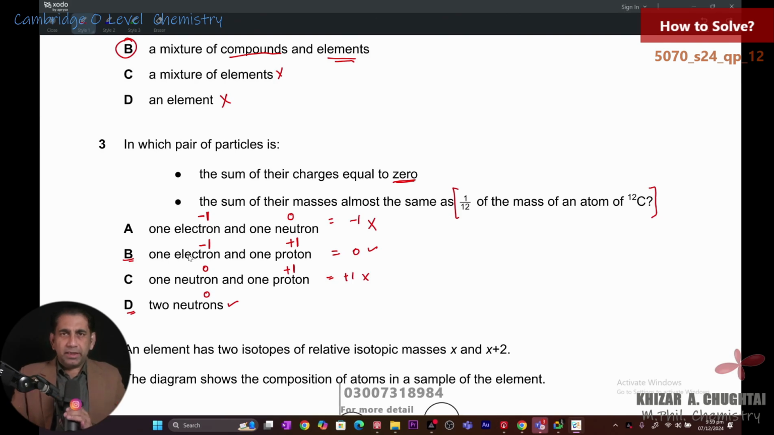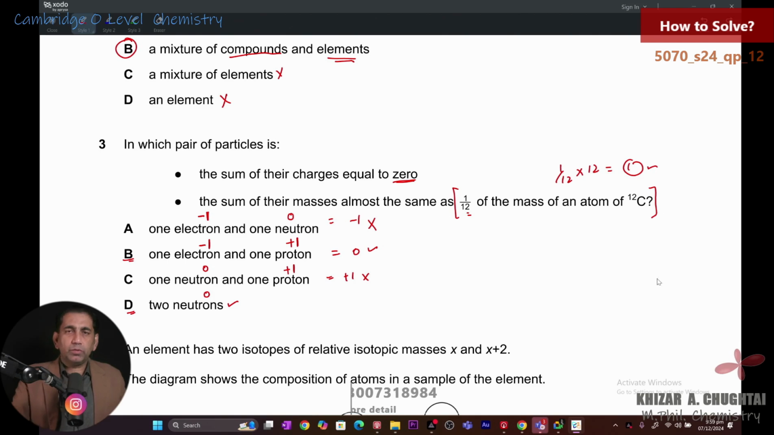Now the next thing is which one has the mass that is equal to 1/12 of the mass of carbon-12. 1/12 of 12 means the answer should be equal to 1, 1 gram, 1 amu, I mean. So I'm checking it over here. The mass of a proton is equal to 1 and the mass of an electron is negligible, that is 1 over 1840, so I'm taking it as 0. So the answer is equal to 1.